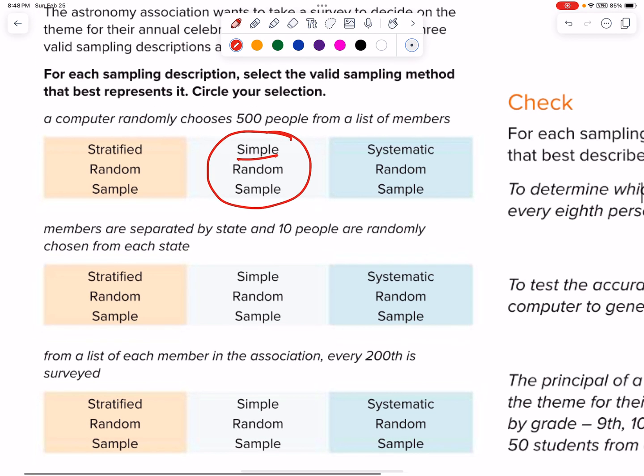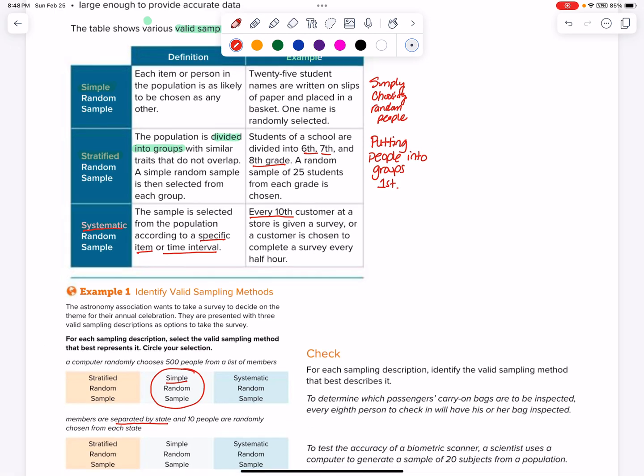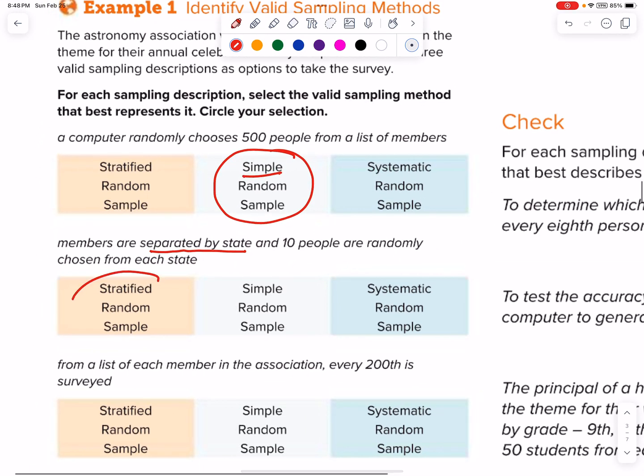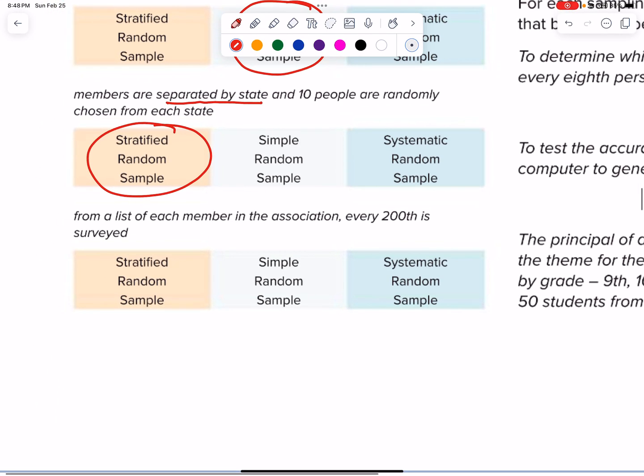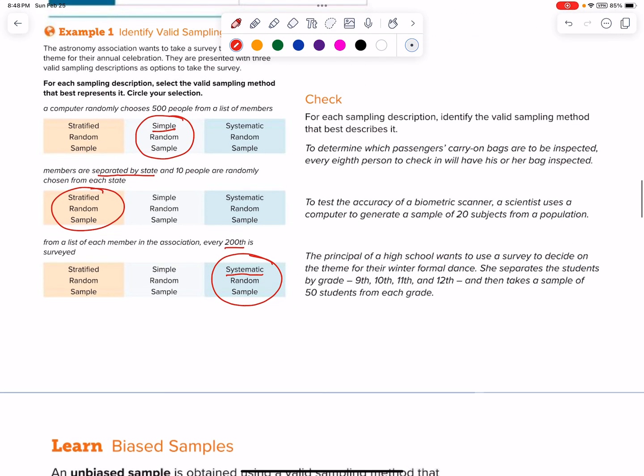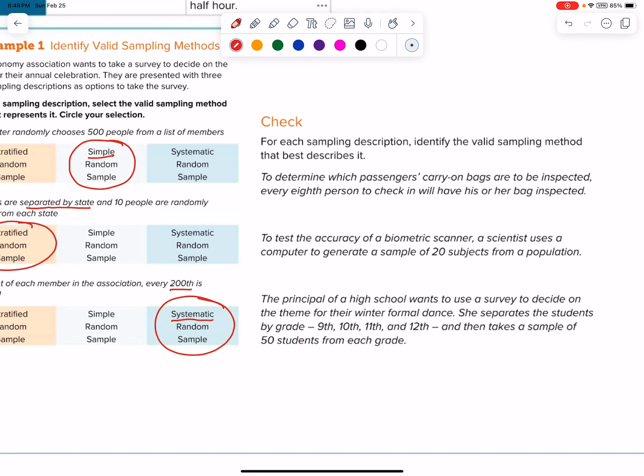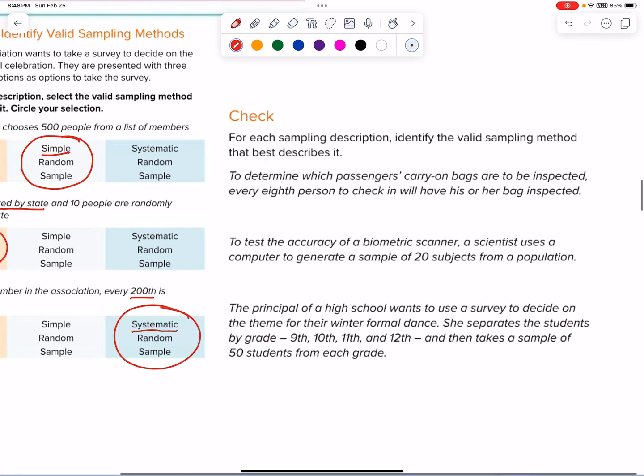They're separated first by state. Which one was in groups? Look back up: putting people in groups first. That's our stratified. And then the last one, every 200th, where we're counting random numbers, is our systematic, systematically choosing random people. You go ahead and try the check now. Pause and think through those situations, and then you can see how you did.